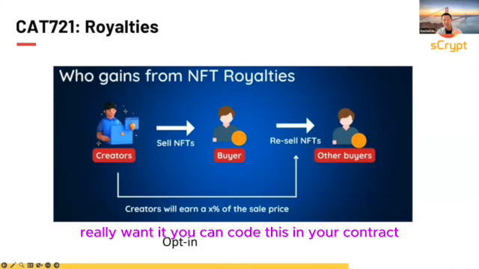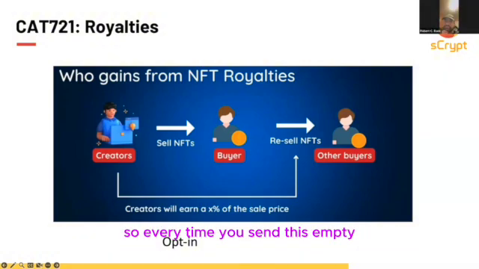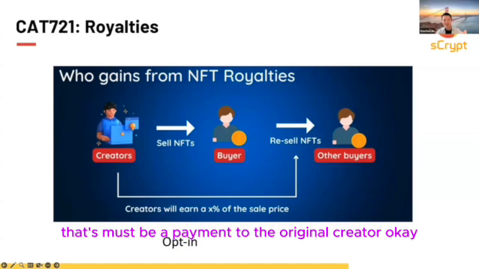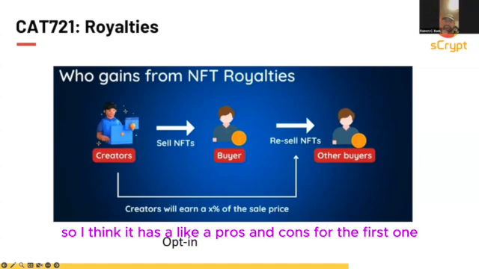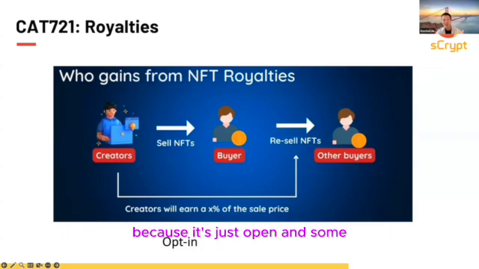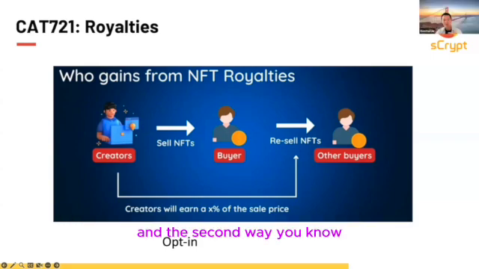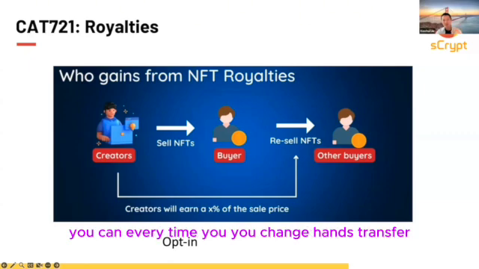If you really want it, you can code this in your contract. So every time you send this NFT, there must be a payment to the original creator. I think it has pros and cons. For the first one, it's just opt-in, and some marketplaces, as you said, don't honor it, so there's no way you can really enforce it.